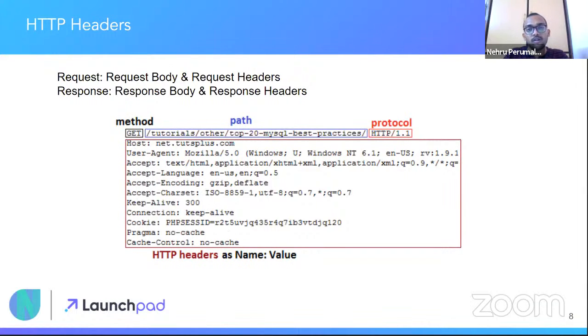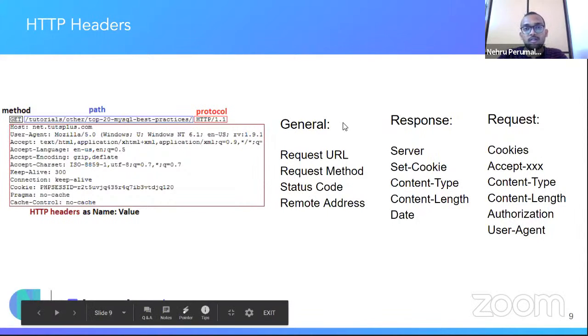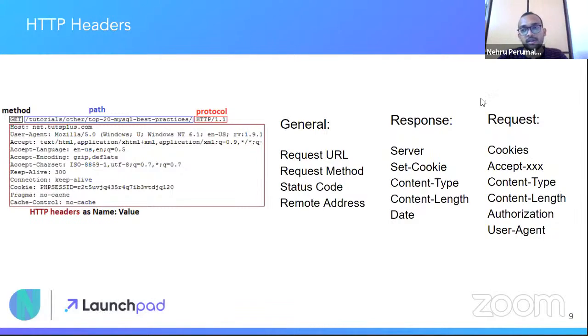Now we'll go deep into HTTP headers, like what the different types of HTTP headers are. There are three types. One is general HTTP headers, another is response HTTP headers, and the third is request HTTP headers. General HTTP headers are common to both request and response. So what are those?